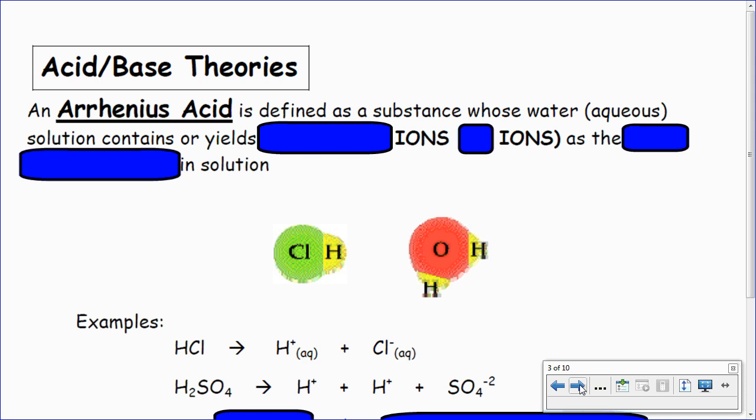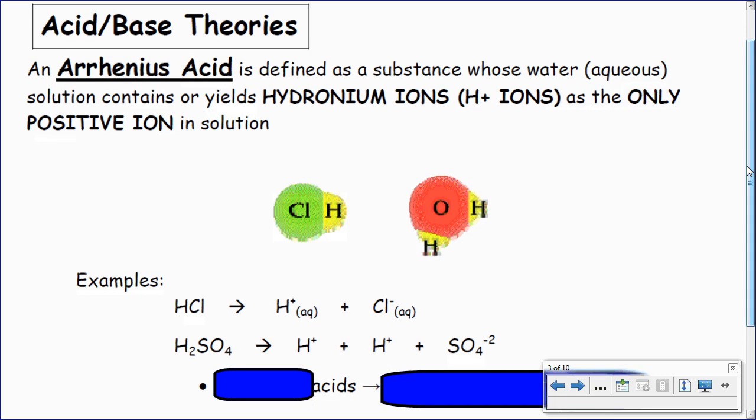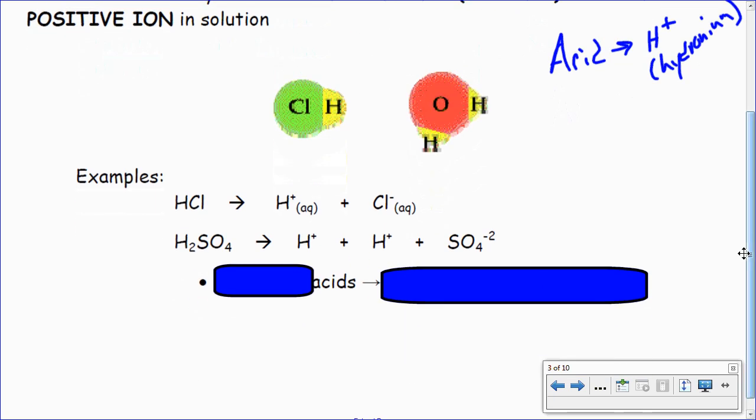Arrhenius acids define a substance whose water solution contains or yields hydronium ions, H+, as the only positive ion in solution. That's the foundation of Arrhenius theory. H+ is what acids produce. Acid makes H+, called hydronium. That is Arrhenius theory.